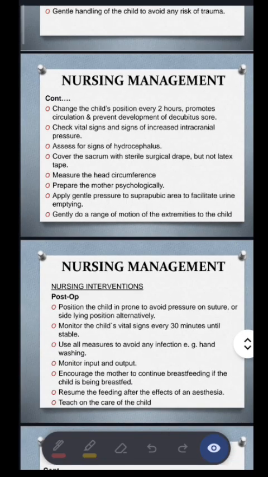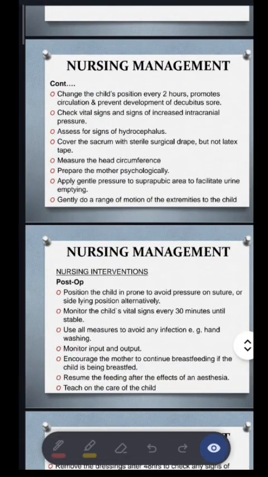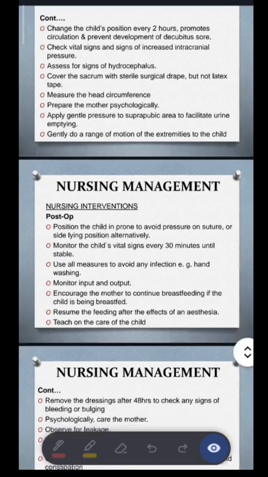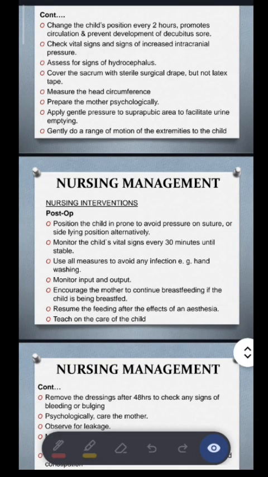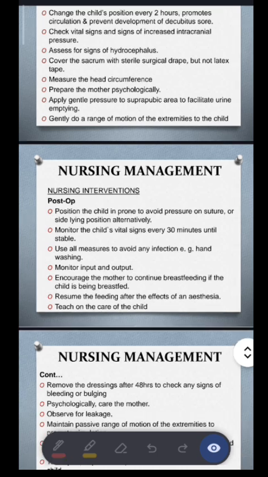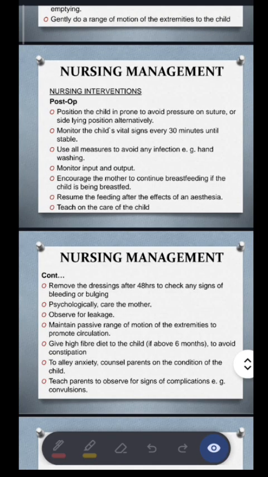Post-op management includes positioning the child prone or side-lying to avoid pressure on the sutures, and monitoring vital signs every 30 minutes until stable. Use all measures to avoid infection, for example hand washing, and monitor the input and output chart. Encourage mothers to continue breastfeeding if the child is breastfed. Address social anxiety, and teach parents to observe signs of complications, for example convulsions and leakage. Remove the dressing after 48 hours to check for any signs of bleeding or bulging.